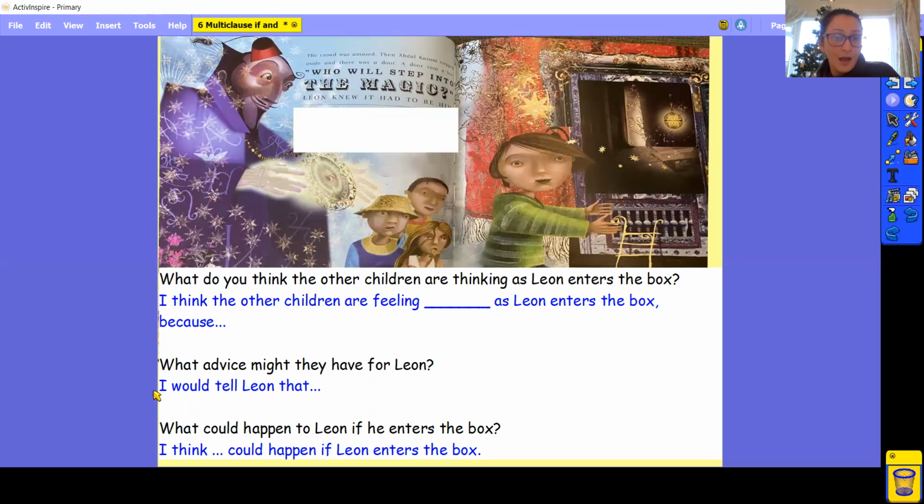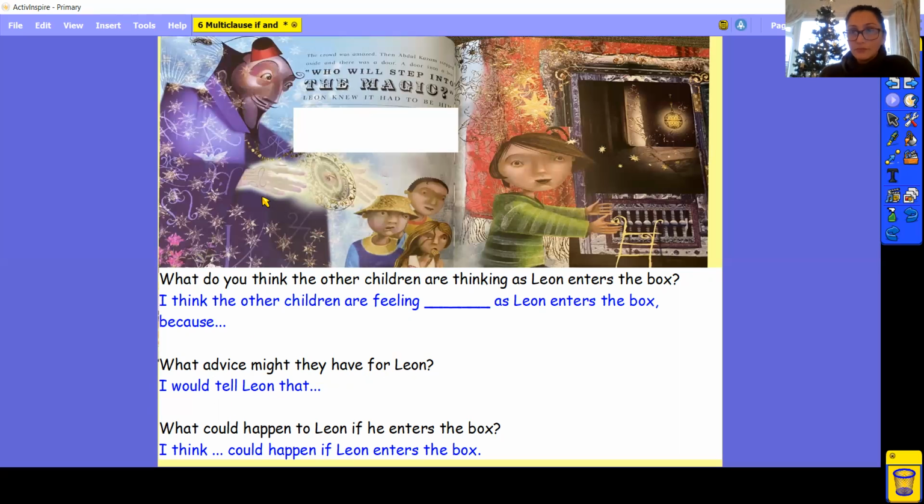So my next question, what advice might they have for Leon, or what would you have for Leon? So again, have a bit of a think about what advice you would probably give to Leon about entering this box, or maybe not entering this box.